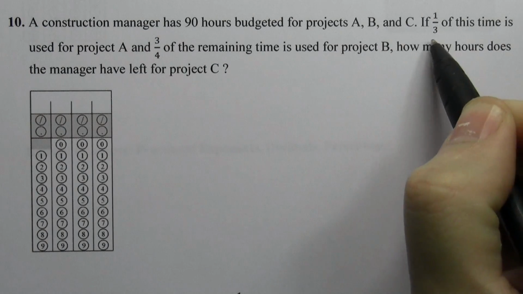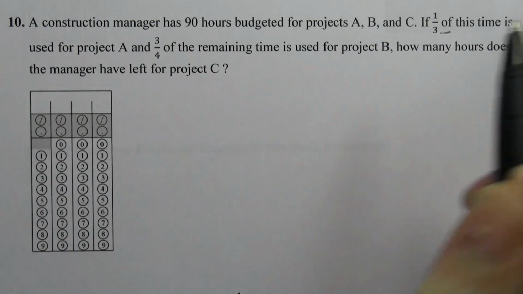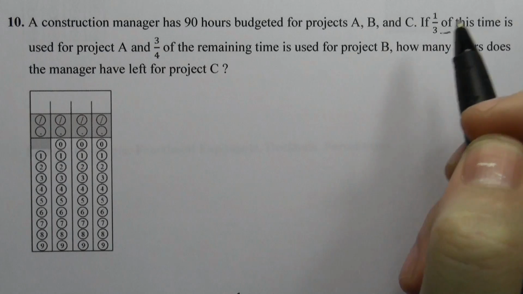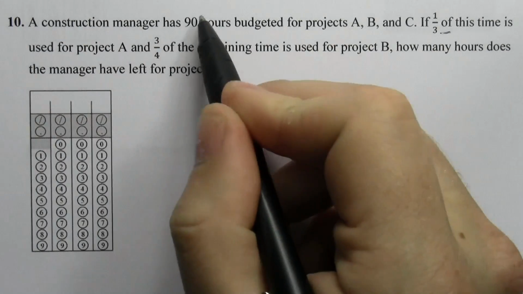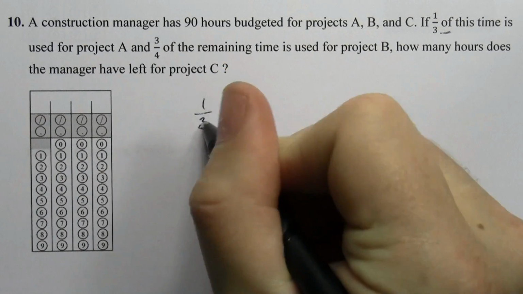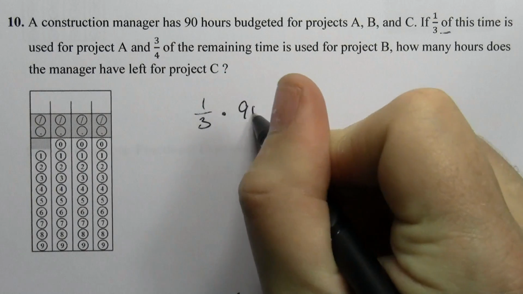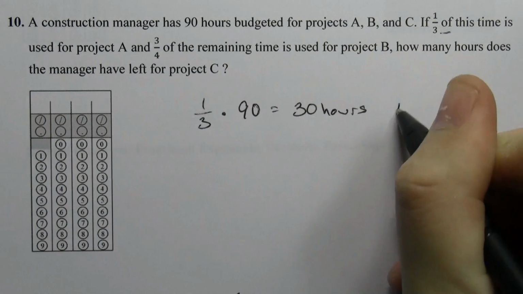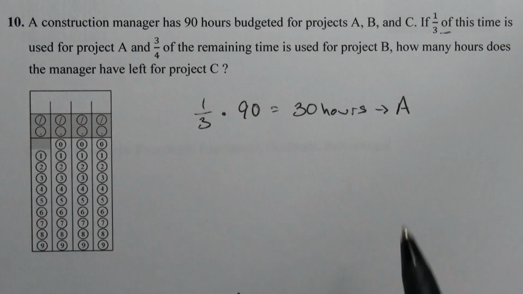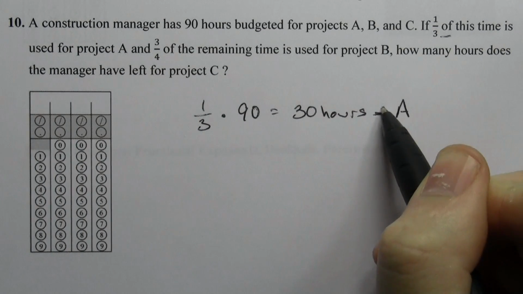So we have 1/3 of his time. Now remember, of always stands for multiplication when you're talking about translating English to algebra. So 1/3 of his time. So 1/3 of 90 hours. So 1/3 times 90. So that is 30 hours. And again, we're going to work neat so we can keep track of everything.